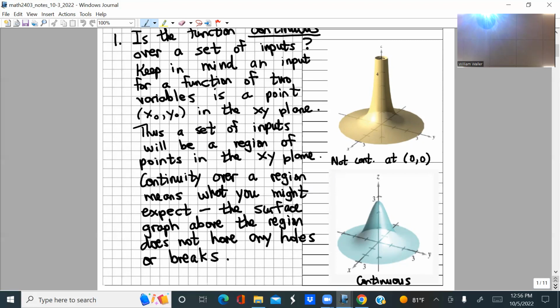Now, that is the informal definition of continuity, but there is a formal, mathematical definition of continuity, because these terms, like holes or breaks, are not exact terms. So we can take this informal notion of continuity and formalize it into mathematical language to make it rigorous. We'll show you a little bit later what the exact mathematical definition of continuity is.